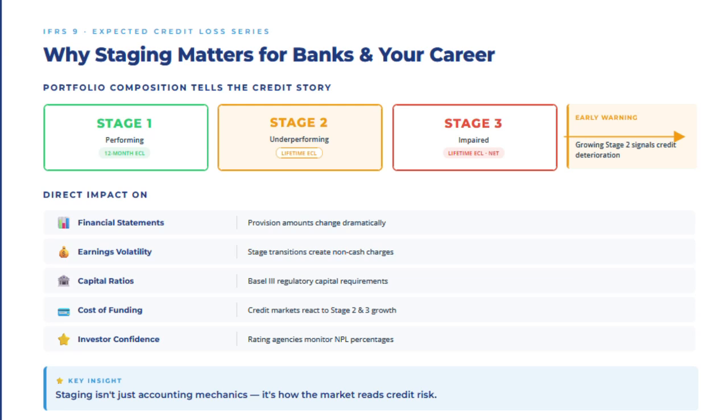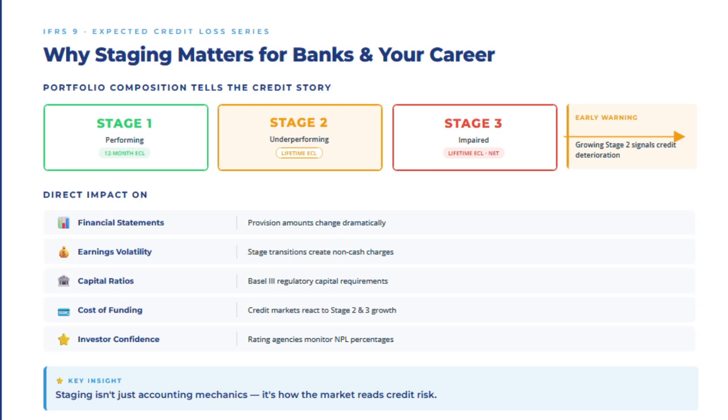Why staging? Why should you actually care about IFRS 9 staging? This is because it directly impacts 5 critical areas of banking operations. First, look at your portfolio composition. Stage 1 holds the performing loans with 12-month expected credit loss provisions. Stage 2 contains the underperforming assets, where you are now calculating the lifetime ECL. And that's where the provisions jump significantly. Stage 3 captures the impaired loans already in default, also on a lifetime ECL basis. And this mix tells the credit story of your entire bank.